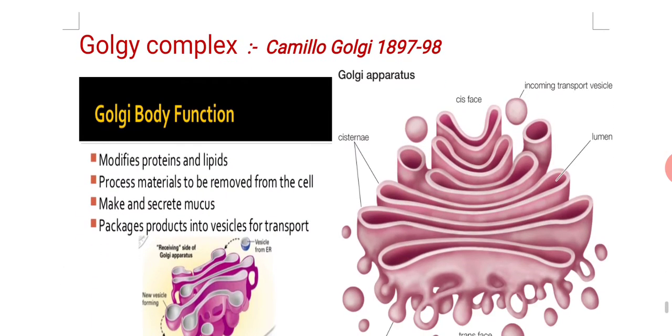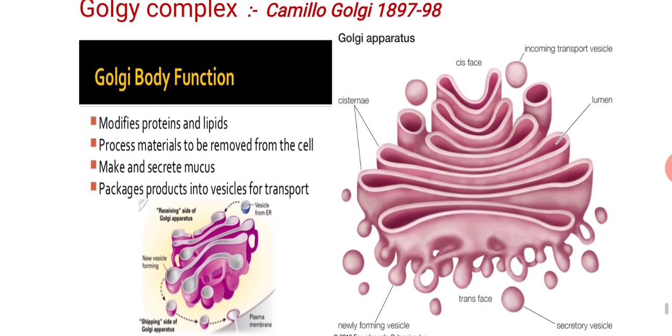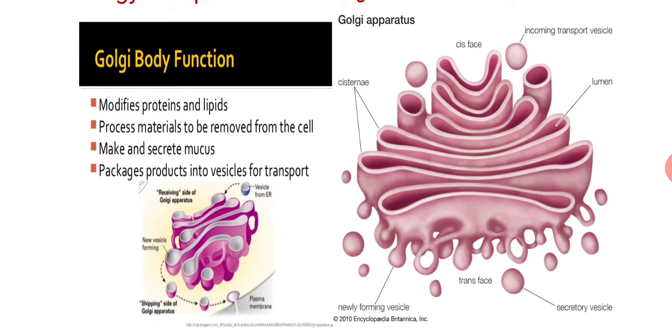Now we come to the Golgi complex. The Golgi body is a combination of cisternae, lumen, and vesicles. It has two faces: the trans face, the lower side, and the cis face, the upper side. The cis face is inwards, and the trans face is outwards.